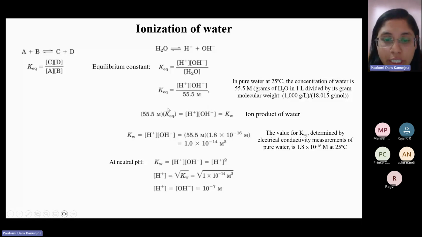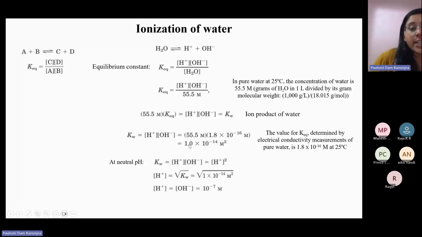Now you need to substitute the equilibrium constant here, which we know from previous experiments is 1.8 into 10 to the power minus 16. We substituted that value, and that gave us that the ion product is 1 into 10 to the power minus 14. This value, I'm again repeating, is a constant value. This is always the same. Now, you can play along with this.